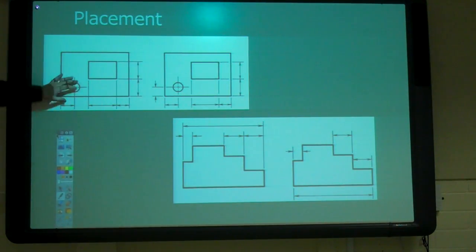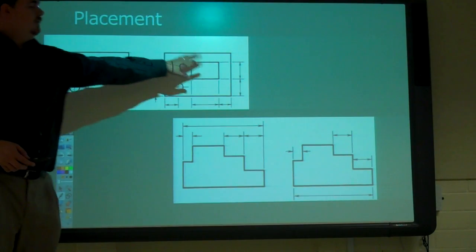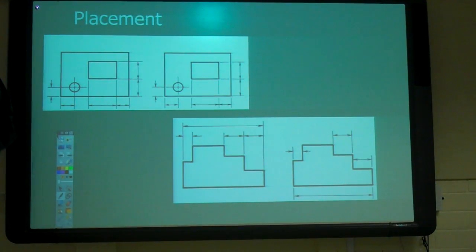Okay. So, which one of these is better? A or B? B. B. What did I say about extension lines?